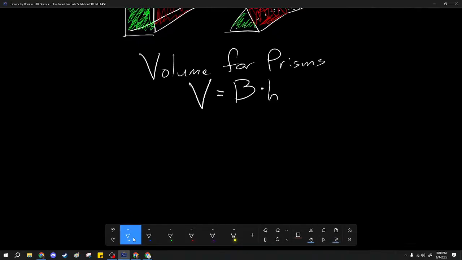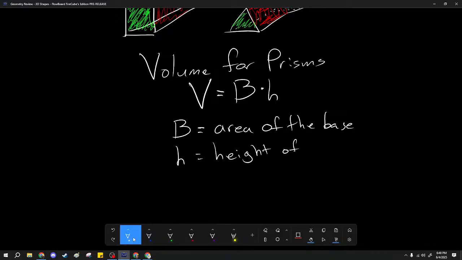Capital B is the area of the base. Lowercase h is the height of... Actually, sorry. I'm going to use capital H, because we're going to use lowercase h for something else, and I don't want to confuse you. So capital B times capital H. Capital H means the height of the 3D figure.